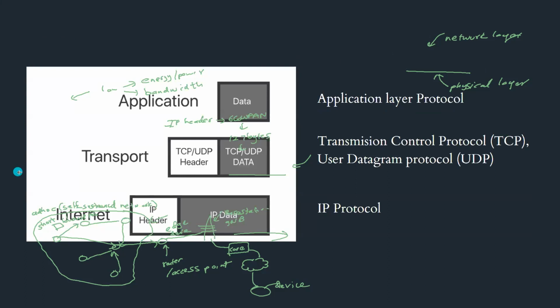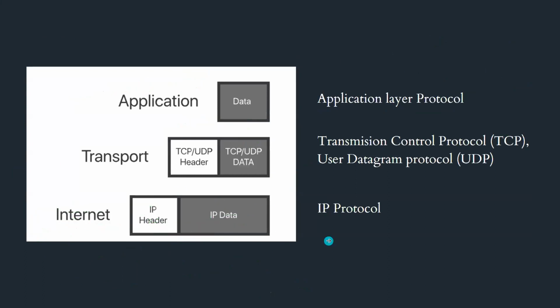So when we talk about the other layers, apart from the network layer, we have the transport layer protocols, which are basically the TCP and UDP protocols, which are Transmission Control Protocol and User Datagram Protocol.